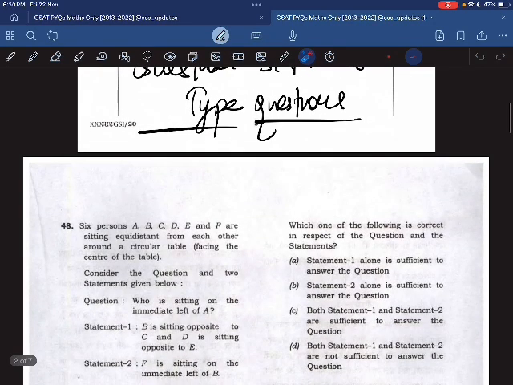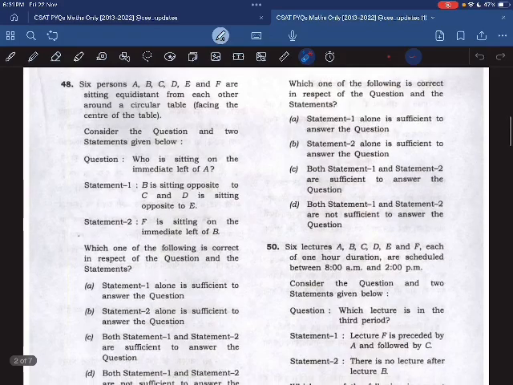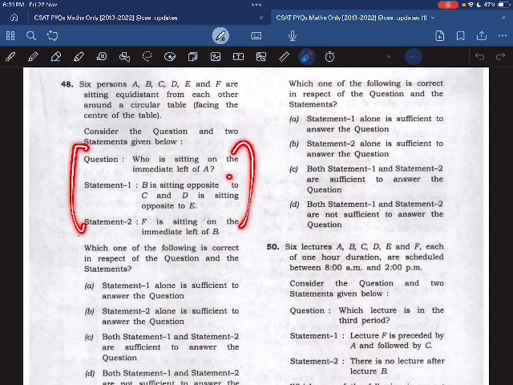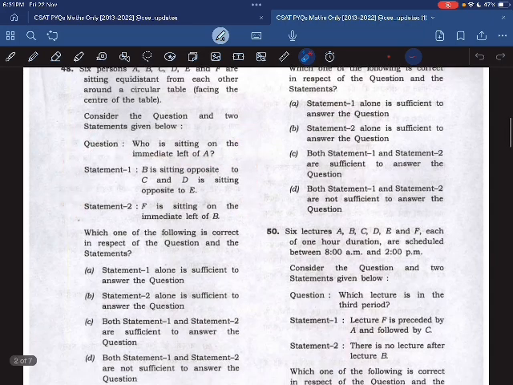Okay, so we have three questions here, which are 48, 49 and 50. This is the 2022 paper. I am solving the 2022 paper. I selected three questions. This is the type in which there is one question, and then we have two statements given, and we have to solve the question accordingly.